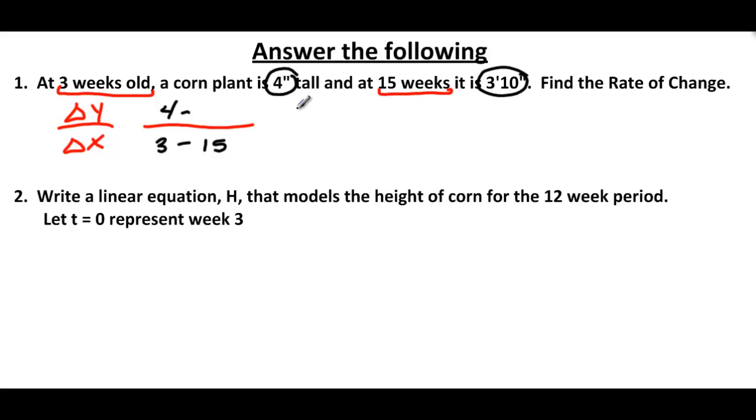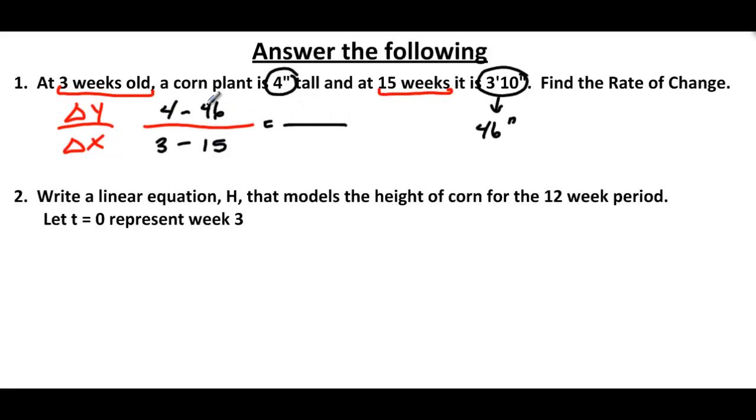Now, these are not in the same units because this is in inches, this is in feet and inches. So what I want to do is convert this to inches, and that's what I'm going to choose to do. So 3 feet, each foot is 12 inches. 3 times 12 is 36. 36 plus 10 is 46 inches. So I'm going to do 4 minus 46. 3 weeks, 4 inches. 15 weeks, 46 inches.